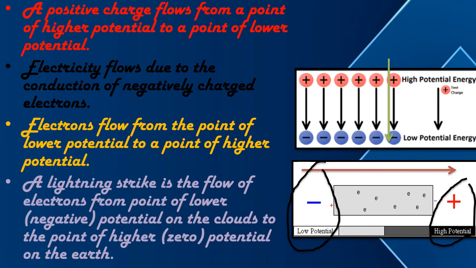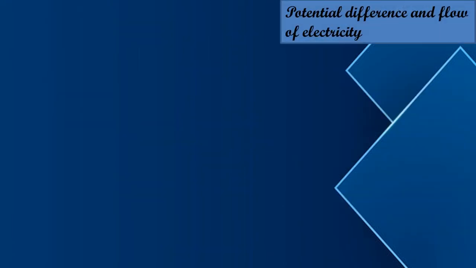A lightning strike is a flow of electrons from the point of lower, that is negative, potential on the clouds to the point of higher potential. So the lightning strike is a flow of electrons from negative to zero, that is, from lower potential to higher potential. This is the same thing.